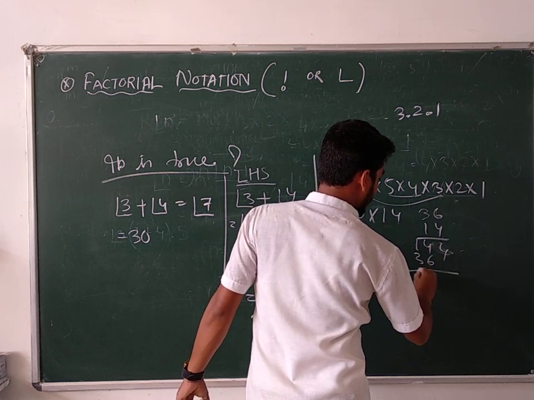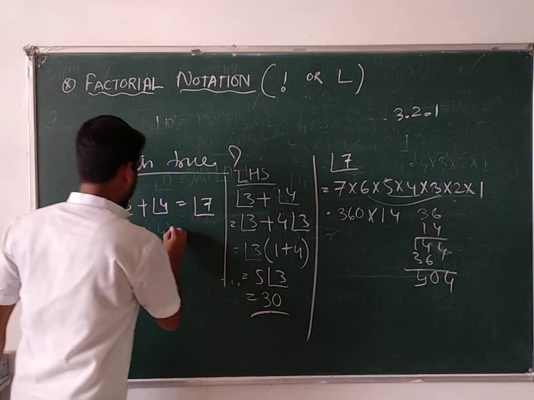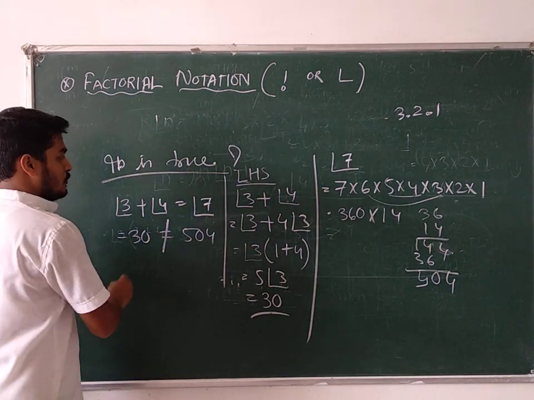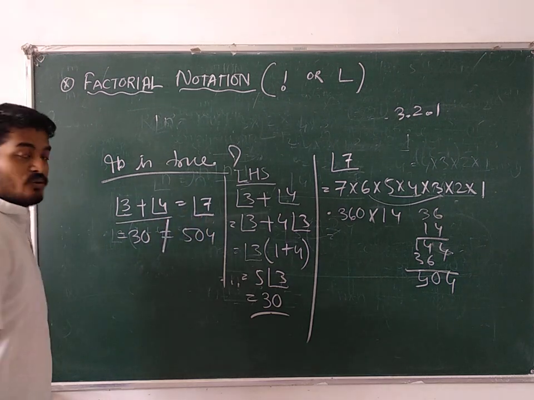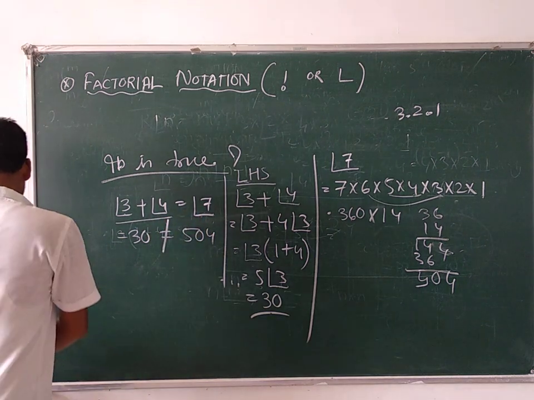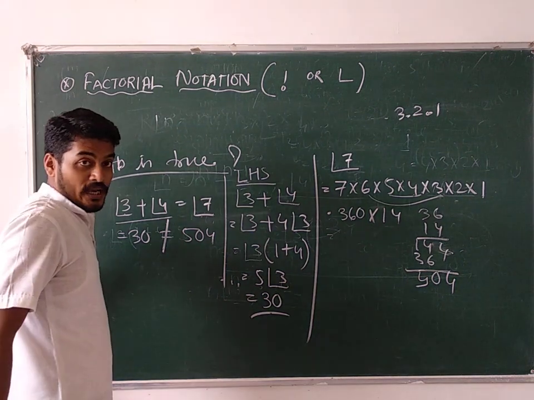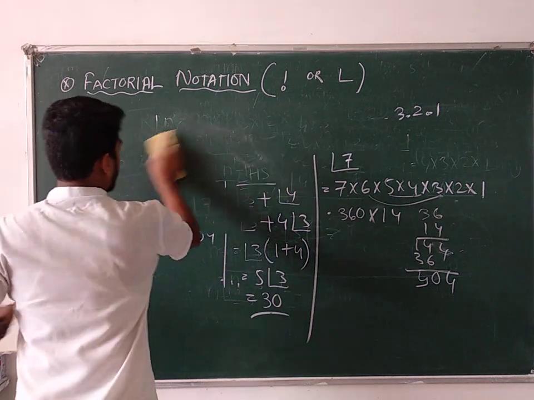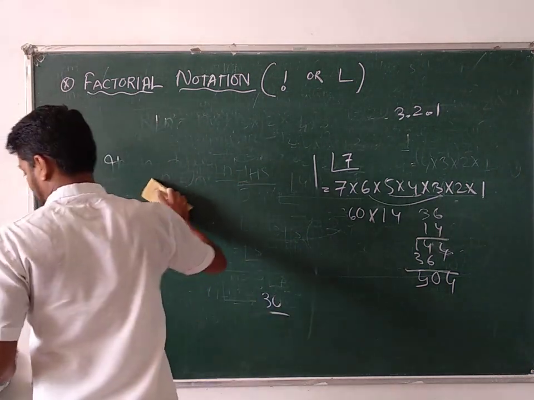So 4504. So the answer is what? 504. Are they equal? No. That's why factorial of 3 plus factorial of 4 is not exactly equal to factorial of 7. In this way, so many different examples are there that you can use to get an idea about all these questions. Just one last one is there from your exercise 7.2.